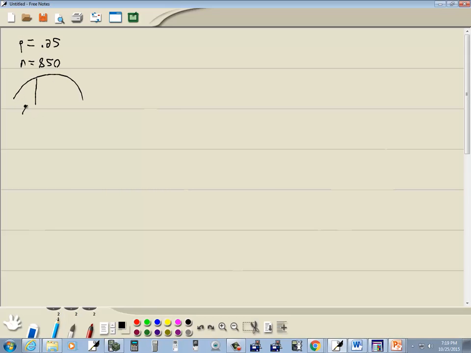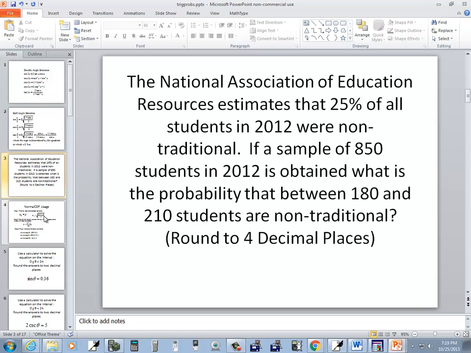So they're telling us we're looking between x equals 180 and x equals 210. So we're shading in between. We've got two different x values. I could label this as x sub 1 and this as x sub 2. Okay, so now we're ready to go through our steps.